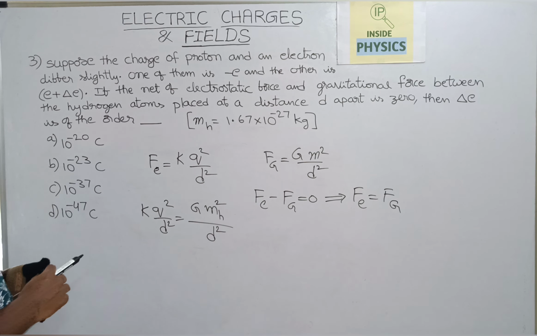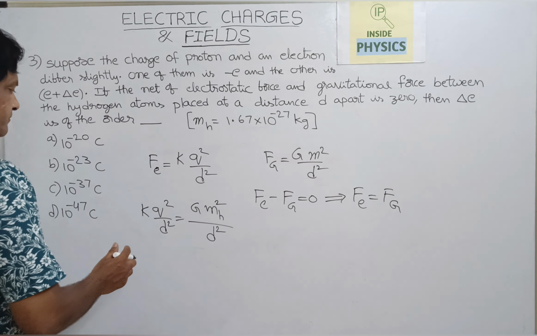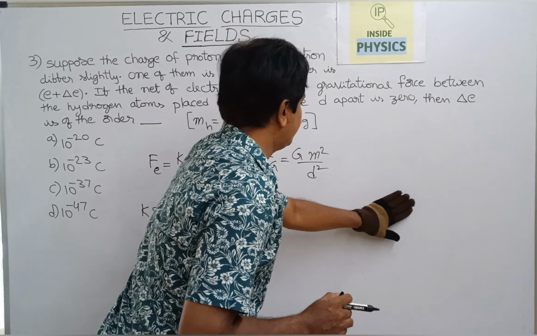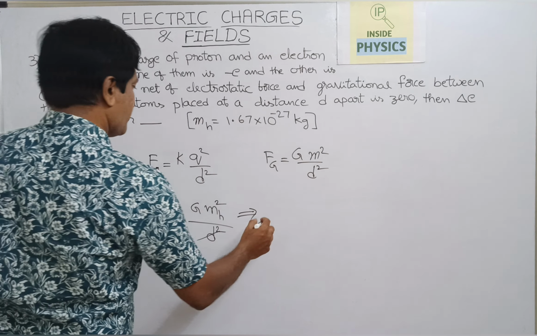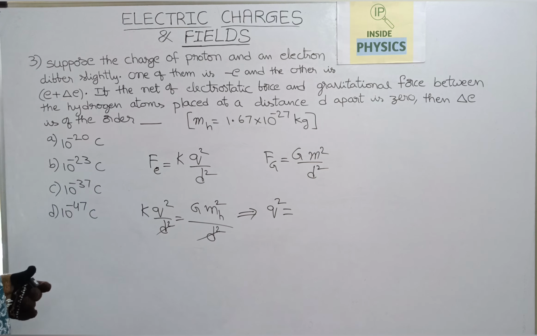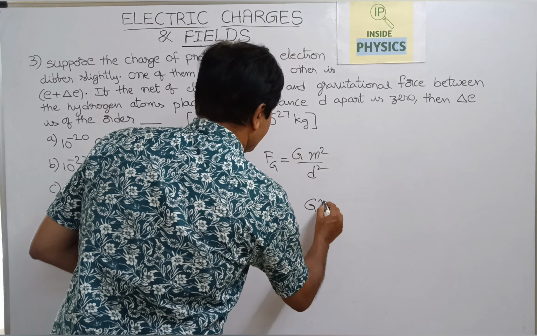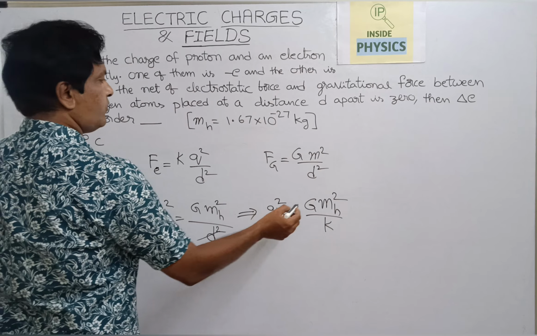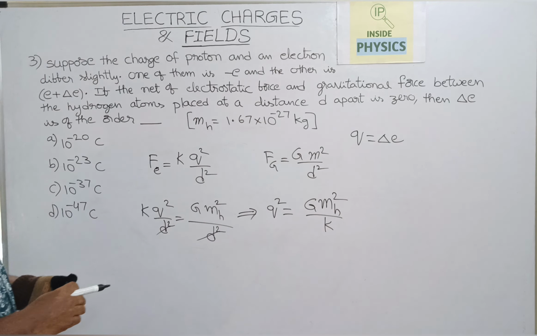So what do we require here? Delta E, that means the charge. Here if you cancel d square and d square, what will we get? That implies q square is equal to G m h square by k. So here what is q? Delta E, the charge present on the hydrogen atom.